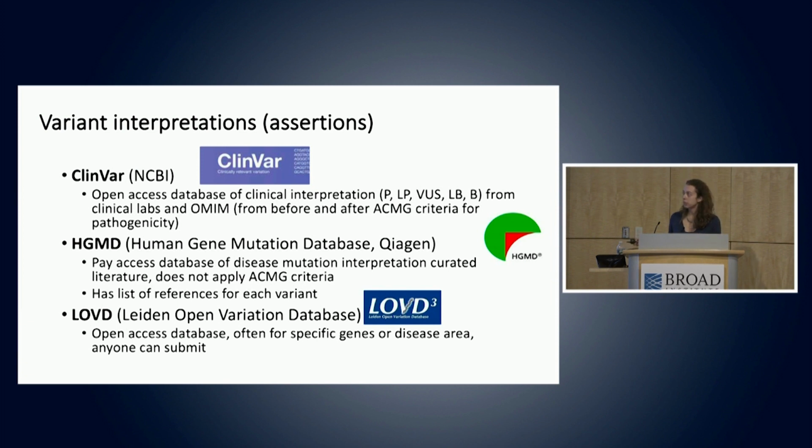The Human Gene Mutation Database is literature curated, and a lot of this isn't using current standards from the American College of Medical Genetics for interpretation. And LOVD is often not curated at all. It's just more of a collection.